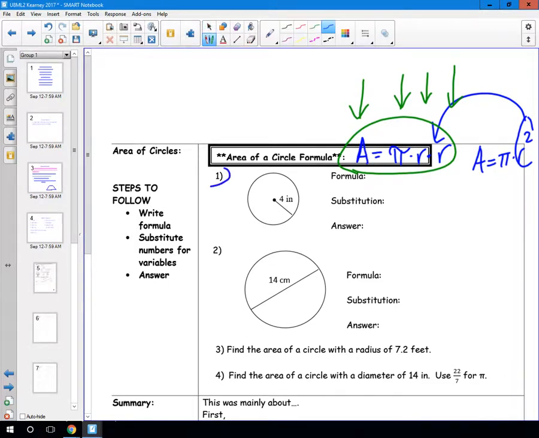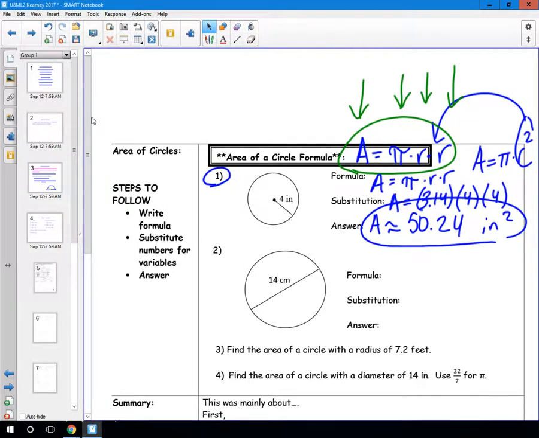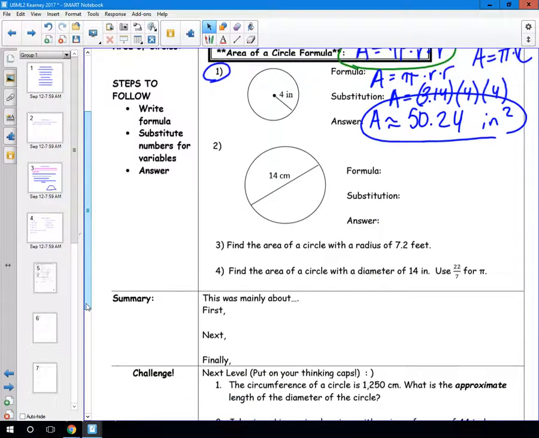Okay, so let's look at number one. Number one, it says write the formula. So my formula we said is area equals pi times radius times radius. Apple pie really rocks. Area starts with an A, so does apple. And now we're going to substitute in. So A, we don't know the area yet. We know that pi is approximately 3.14 times the radius, which is 4, times the radius, 4. So 3.14 times 4 times 4, and we get our area is approximately equal to 50.24 inches squared. Okay? So my formula is simply area equals pi times radius times radius.